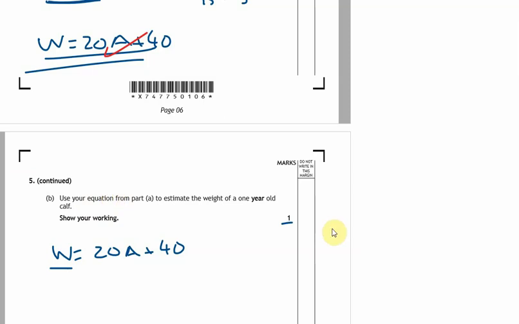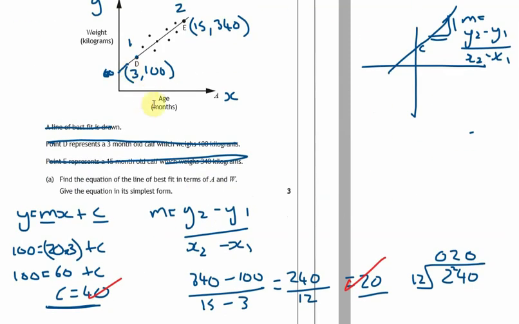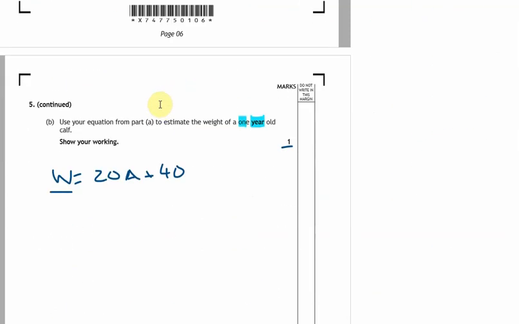Okay, so I'll tell you what a lot of folk are going to do. They're going to go 20 times by 1 is 20, plus 40 is 60, and they'll write 60 in. Now I can see why folk have done that, because they see the number 1 here, and they think, all right, cool. But they have highlighted the year in bold. Now the graph is for the age in months. So they're a bit sneaky there. So the moral of the story is don't rush.